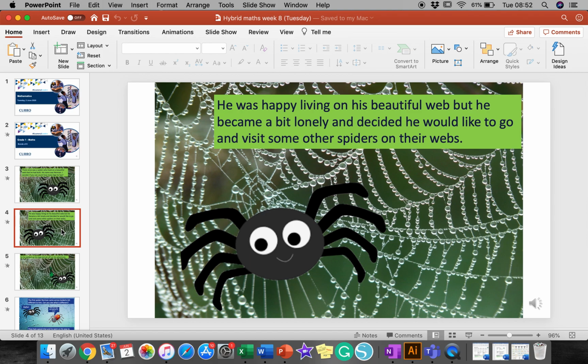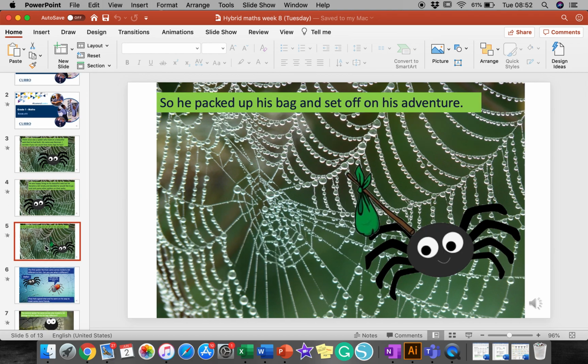He was happy living on his beautiful web, but he became a bit lonely and decided he would like to go and visit some other spider webs. So he packed up his bag and set off on his adventure.